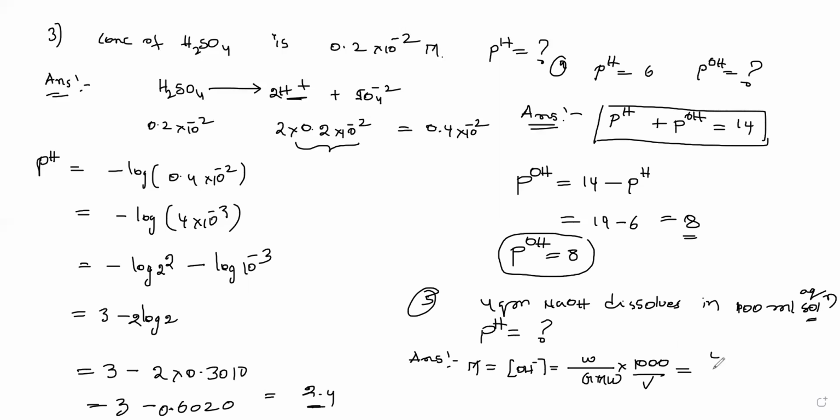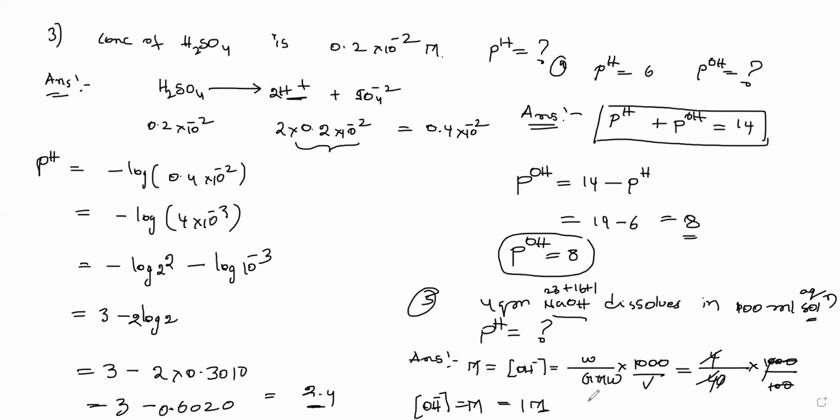Weight is given as 4 grams. Gram molecular weight of NaOH, that is the solute, is 40. How? Sodium 23, oxygen 16, hydrogen 1. Then into 1000 by volume, 100 ml. The zeros cancel, and the 4 also cancels. So the molarity of the given solution is 1, which is nothing but the concentration of OH minus. So here the concentration of OH minus is 1.